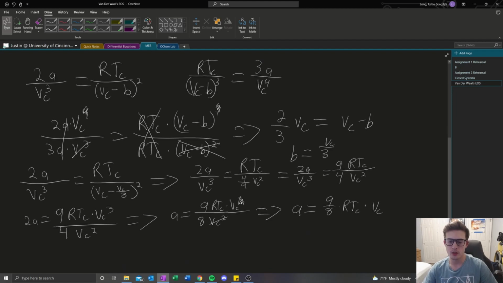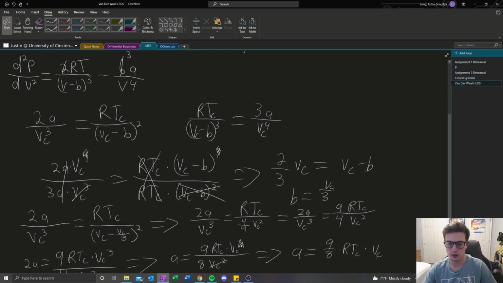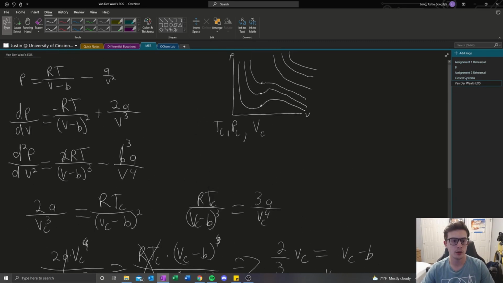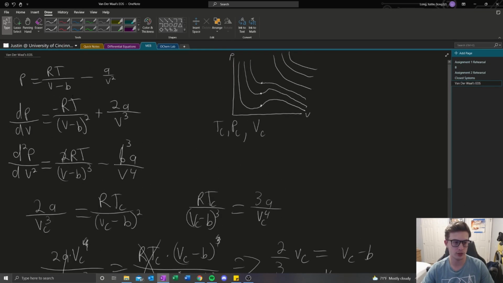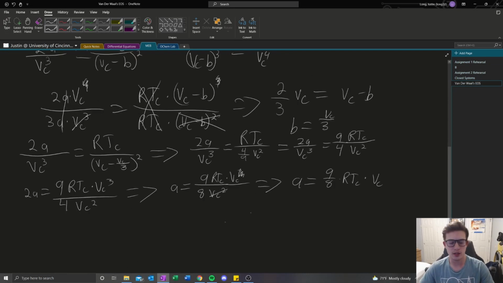Alright, so now that we've solved for A and B, that's pretty important. We were able to just manipulate these equations, and now we have the values of A and B in terms of just the critical temperatures and volumes. So now that we know A and B, we can go ahead and plug it into the van der Waals equation of state with our critical values.